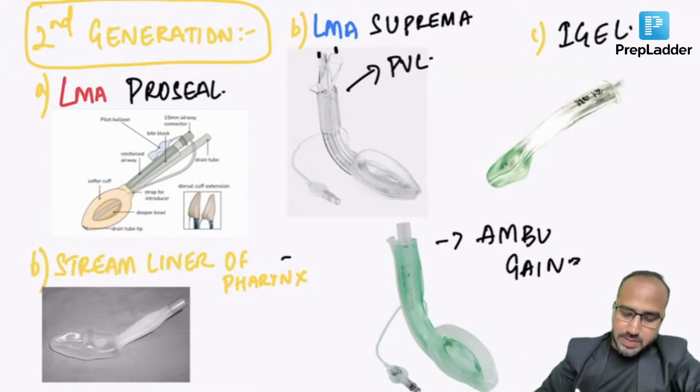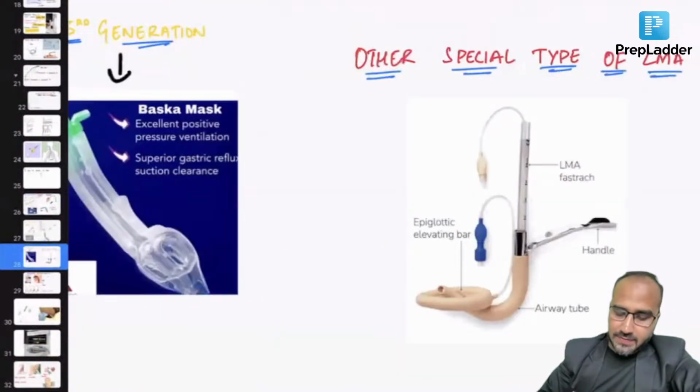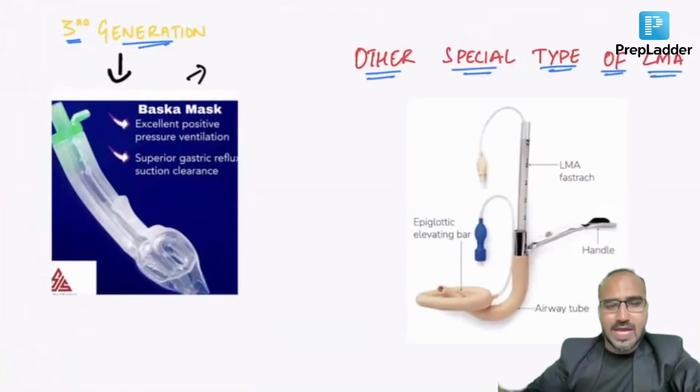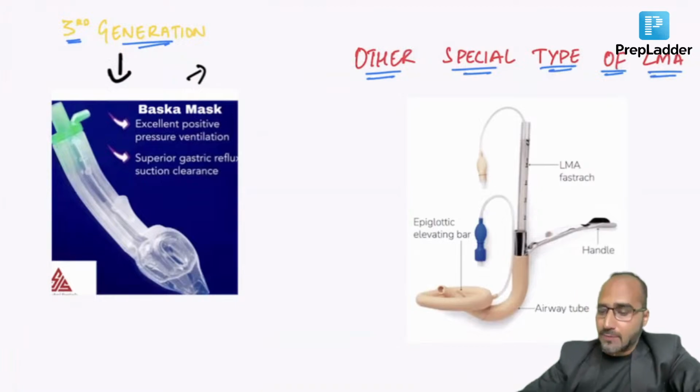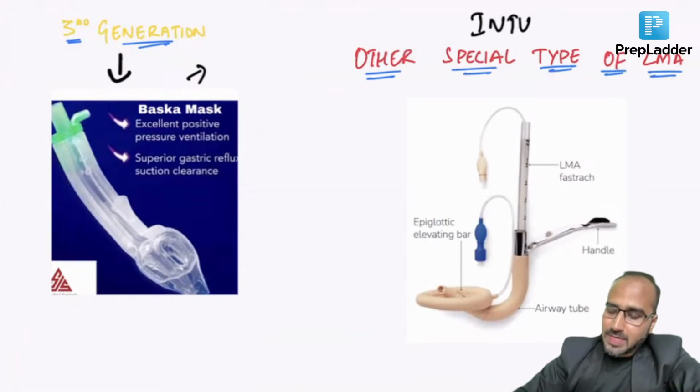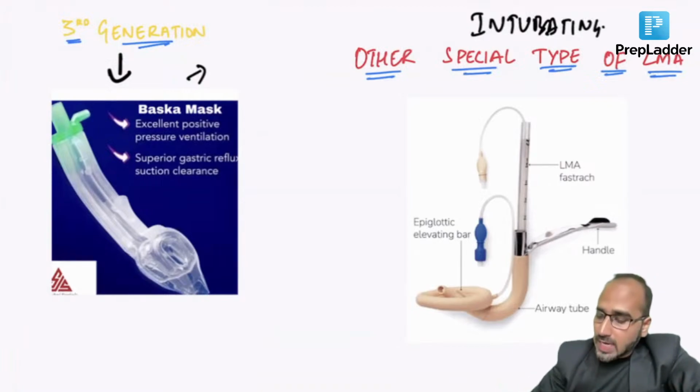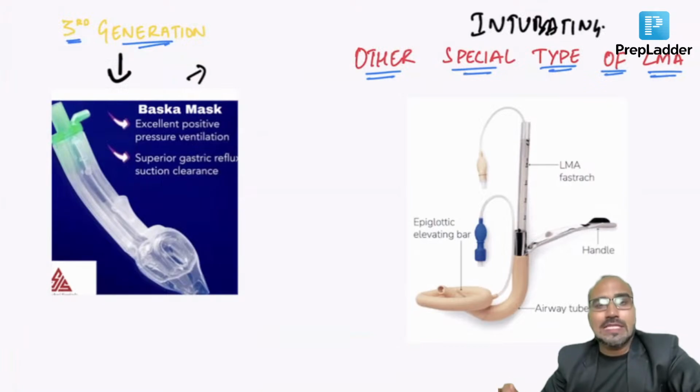Right. So this is regarding the second generation laryngeal mask airway. Third generation, we have a new one. This is called Baska mask, which usually provides better performance when compared to the other LMAs. It provides a better seal for positive pressure ventilation. Then there is one more special type of LMA which is called an intubating LMA. Intubating LMA means you can put this LMA and there is one small port beside it. Through that port, you can intubate also. That is a special type of LMA. It does not come under the generations. So these are the generations of LMA.